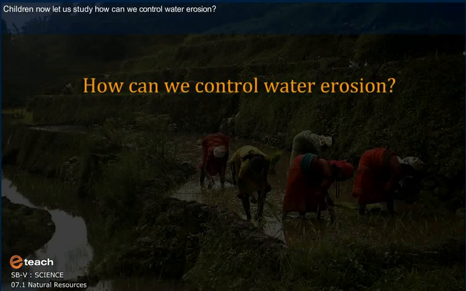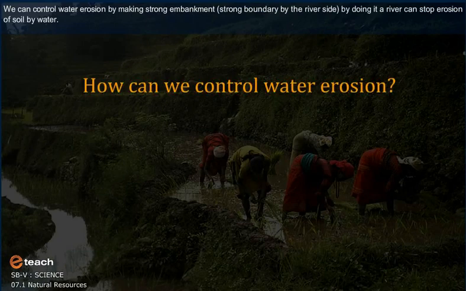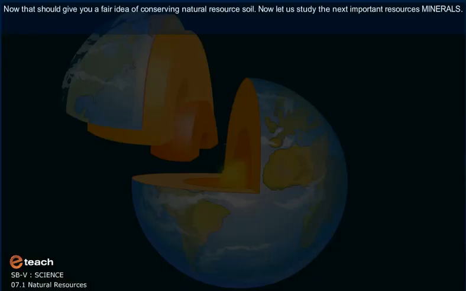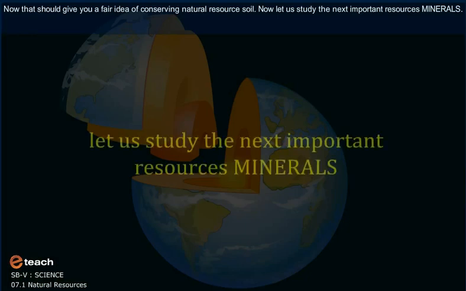Children, now let us study how we can control water erosion. We can control water erosion by making a strong embankment, a strong boundary by the riverside. By doing it, we can stop erosion of soil by the river water. Now, that should give you a fair idea of conserving the natural resource, soil.